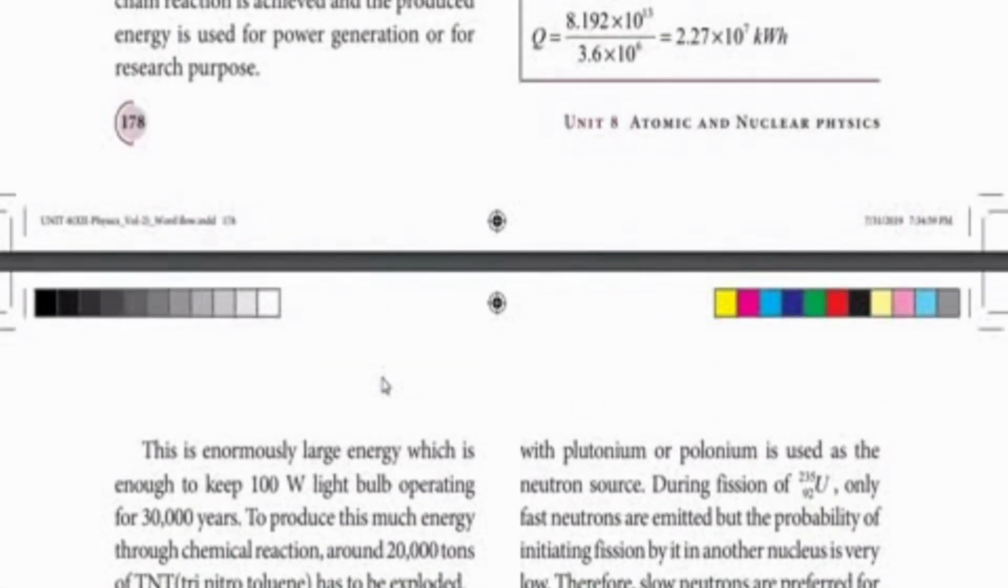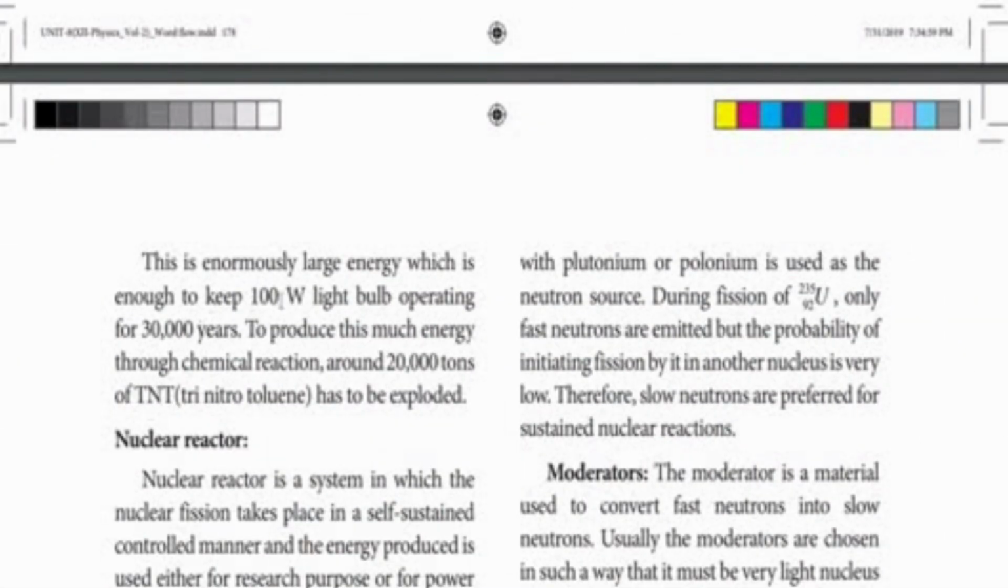Suppose you are using a 100 watt bulb. That energy could make a bulb glow for up to 30,000 years. Or to get the same energy from TNT, you would need 20,000 tons of TNT. You can compare the two values: 20,000 tons of TNT, and for the atom only 100 steps occur, and it produces the same energy.